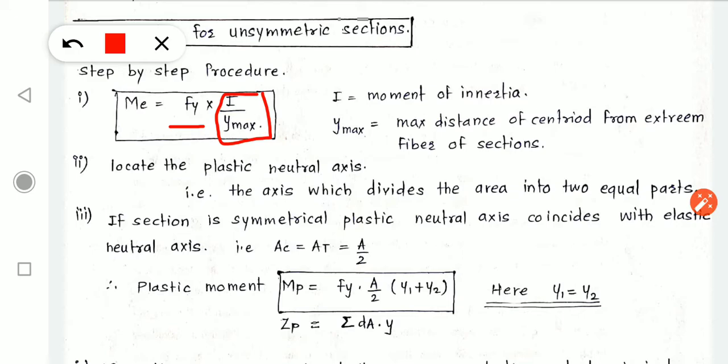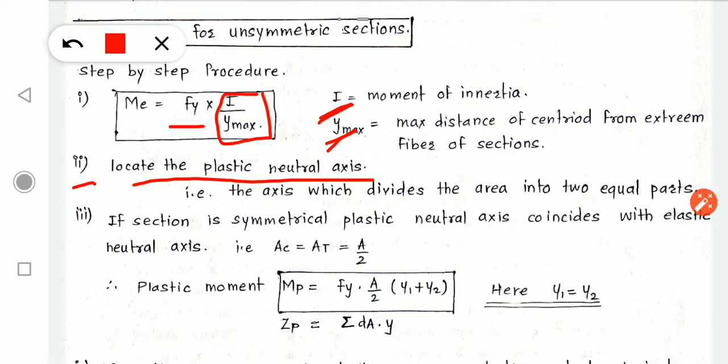So we will first calculate I for the section and then we will calculate Y max. What is Y max? Y max is nothing but the maximum distance of the centroid from the extreme fiber of a section. Okay, this is the first step. You first calculate the moment of inertia, then Y max, and put those values into the formula of ME, the moment in the elastic stage.